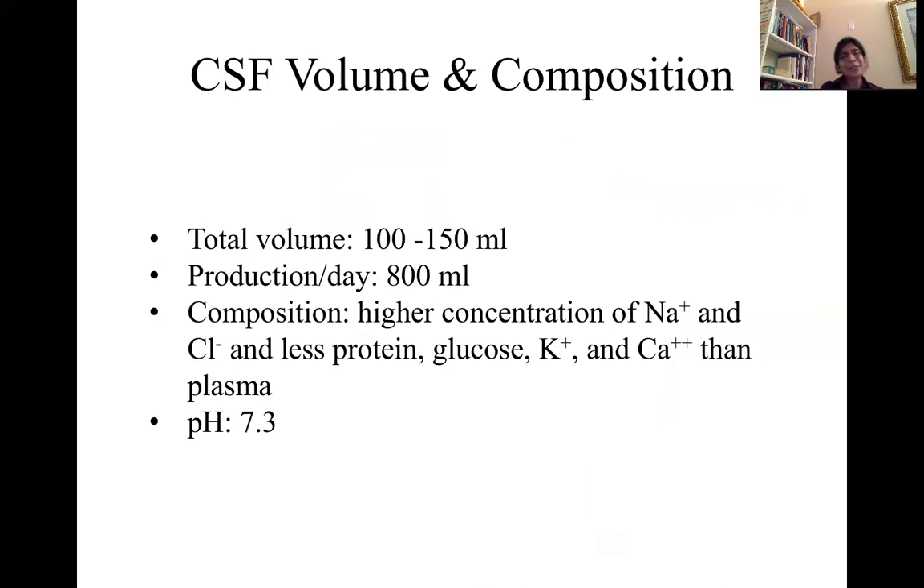What does it consist of? Pretty much everything that's in the plasma, because it's simply the movement of plasma into the ventricles, isn't it? So now you have sodium ion in larger amounts and chloride ion, and a very small amount of protein, and very small amount of glucose, very small amount of potassium ion and calcium ion, just like in the other places that you have studied, and mainly water. Okay, pH is almost neutral.